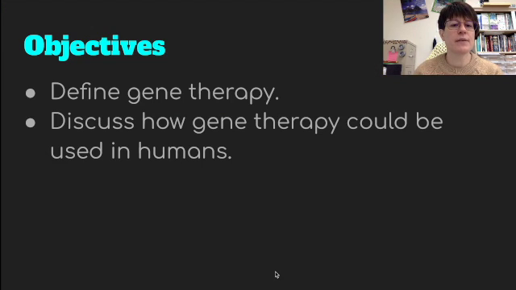So our objectives today were to define gene therapy, where we replace a defective gene with a good gene, and discuss how gene therapy could be used in humans. It could be used to cure genetic disorders. It could be used to cure cancer, but there are many issues that we have to work out. It's a little more complex than it seems.